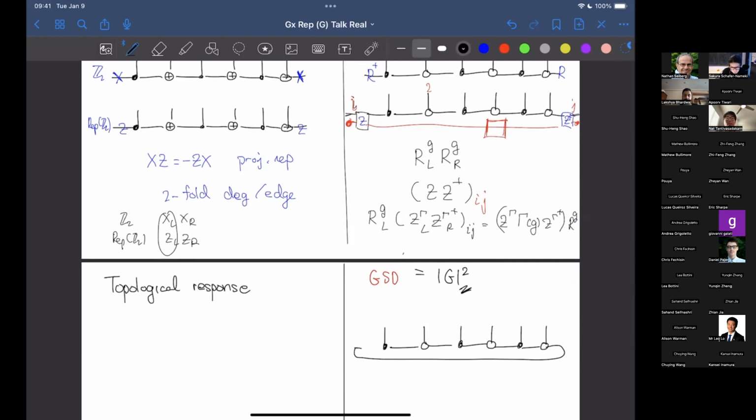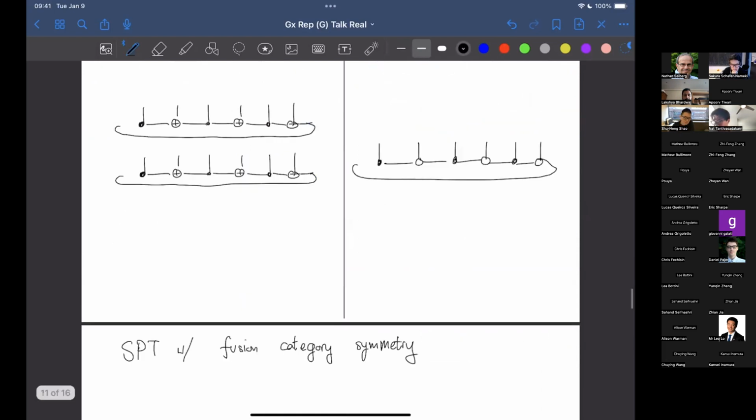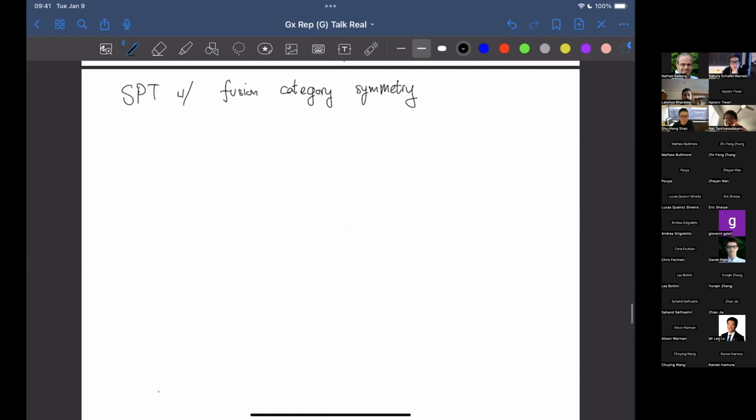Okay. Let's see. I might not have time to talk about topological response. So let me skip a bit to talking about in what sense this is a non-trivial SPT. Johan, you had a question? No, I was about to ask the same question, but oh, okay. Yeah. So let me skip the topological response.